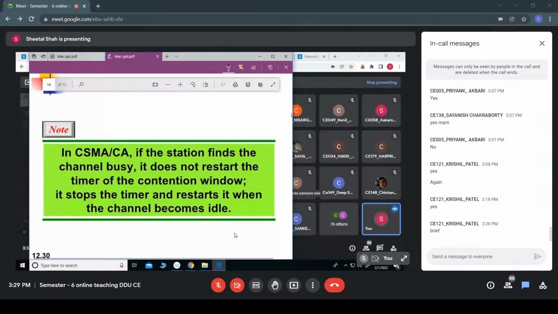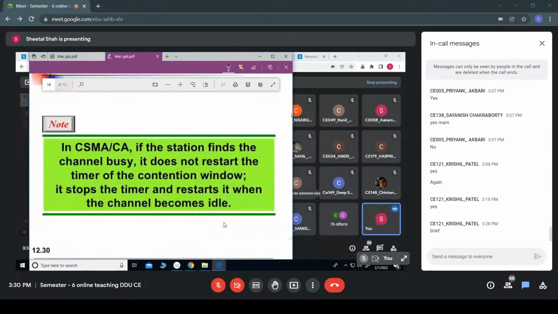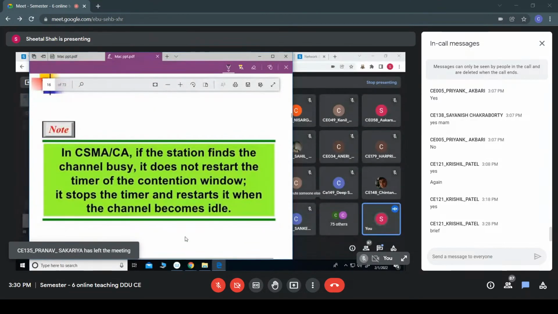So this is about CSMA, CSMA-CD, CSMA-CA, and this is used for the wireless networks. Okay, so till CSMA-CA it would be there in your course for your sessional.